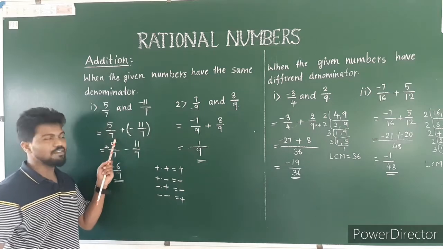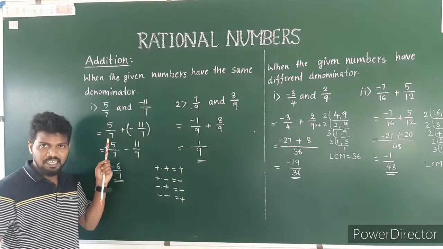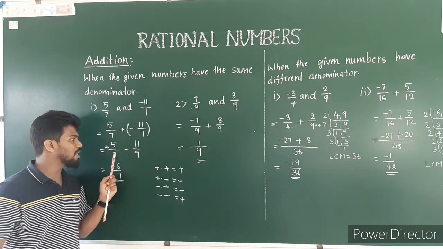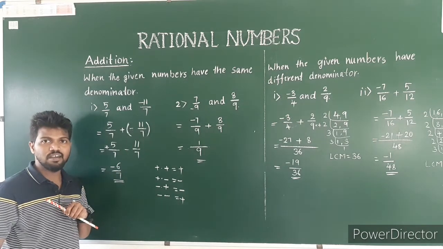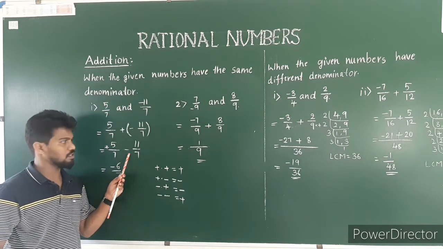So you see that 5 by 7 does not have any sign, so you consider it as a plus sign. No sign means plus sign. So plus 5 by 7 and minus 11 by 7. In integers you studied that if you have one plus and one minus, you subtract.